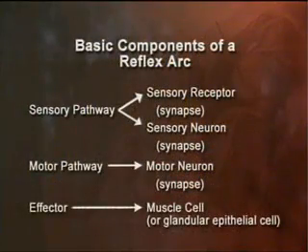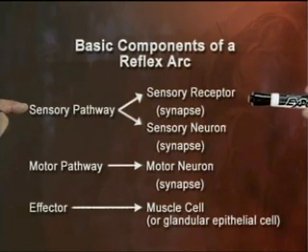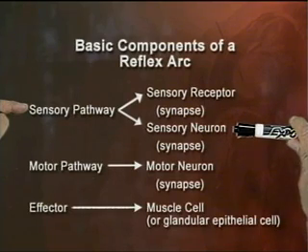Let's take a look at this graphic for a moment. It's a little bit complex, but I think you can follow it along. There are these three basic components to what we call a reflex arc. We have a sensory pathway up here, and that sensory pathway is going to involve a sensory receptor, and then it's also going to involve a sensory neuron.